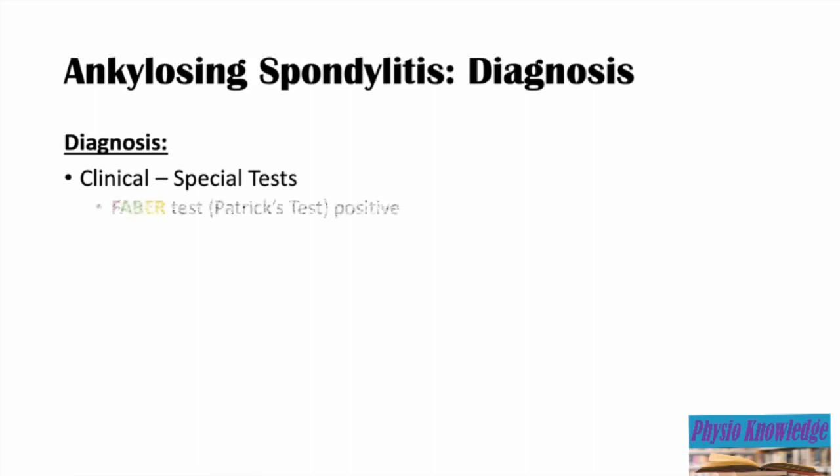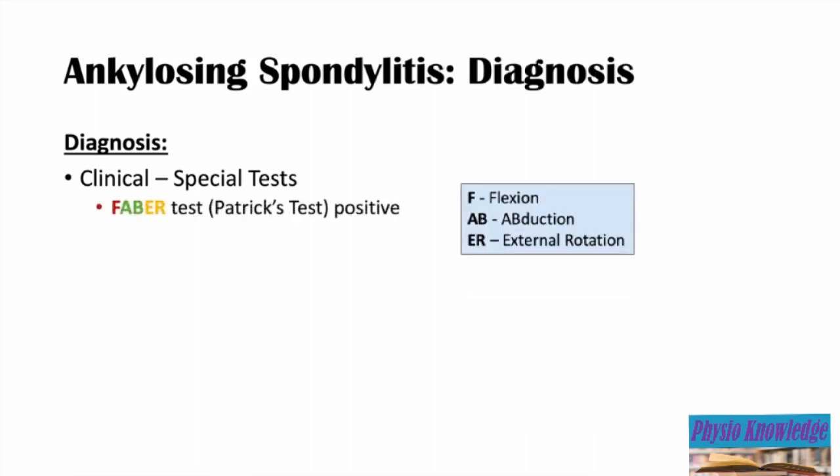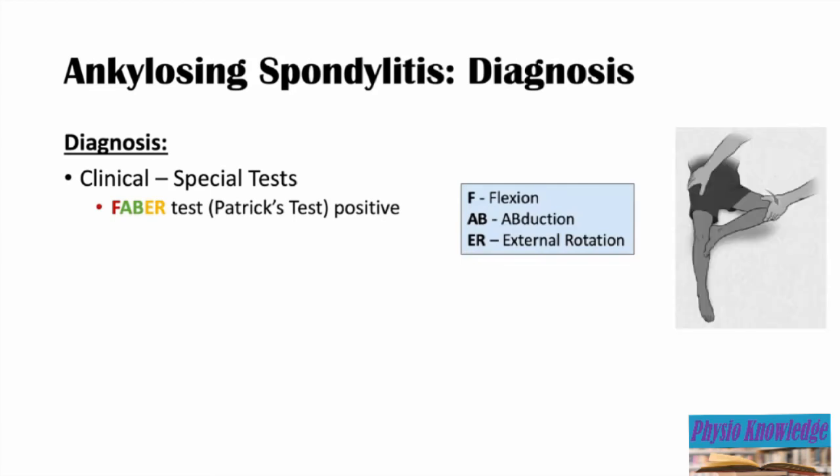How do we diagnose it? Diagnosis of ankylosing spondylitis is generally through clinical special tests to check for sacroiliitis. One of the tests is the FABER test, or Patrick's test, and that test is positive. What an examiner does is flex the hip and the knee, abduct the leg, and then externally rotate, as you can see in this image here. If we get pain in the area of the sacroiliac joint, that is a positive test.